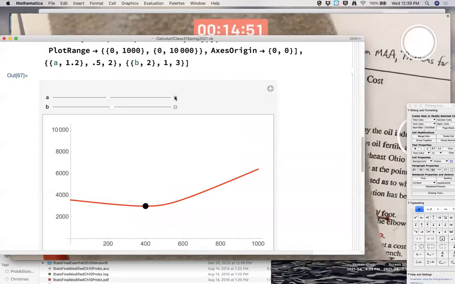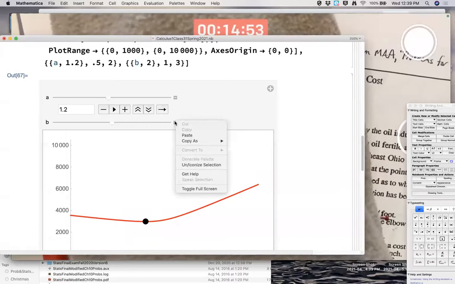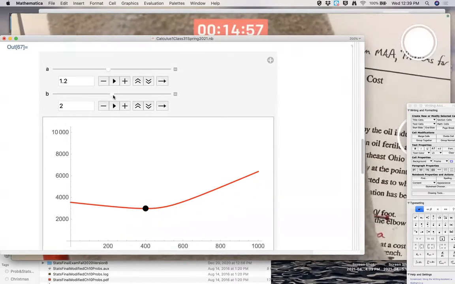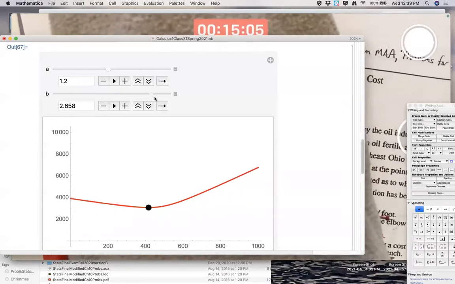What about if I increase B? B was the track hoe cost in dollars per foot. It starts out at 2. If I increase B, ready, 1, 2, 3, go. That point moves upward ever so slightly, but more clearly it's moving to the right.